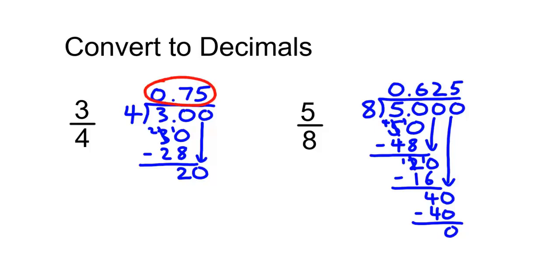And since 0.75 is greater than 0.625, 3/4 is greater than 5/8.